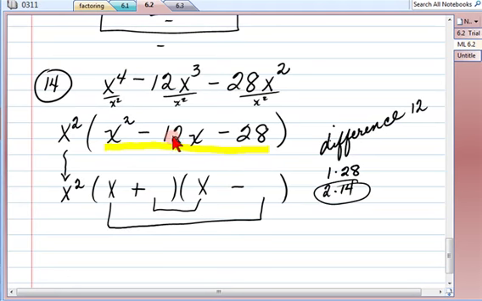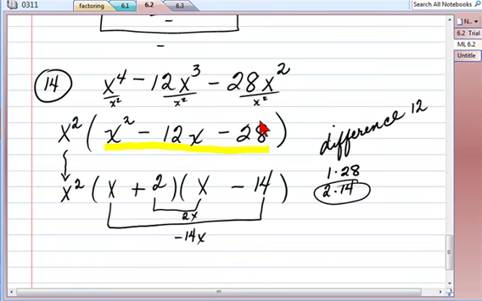Their difference is 12. But it's a negative 12, which means the dominant or the big number had to be negative. So we should get it right if we put 14 there and 2 there. And then we double check. X times x is x squared. The outer product is negative 14x. The inner product is positive 2x, which does give me a negative 12x. And the product of the last is negative 28. Is that okay?